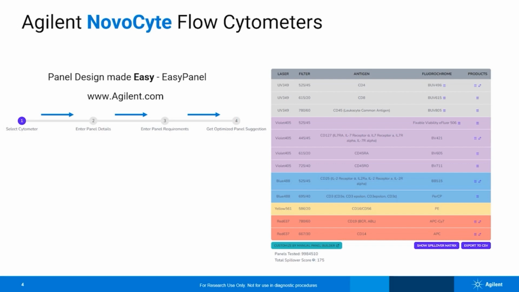We at Agilent have designed the NovoCyte flow cytometers around making flow cytometry easy without compromising on data quality. Now with that, I would like to hand it over to Bárbara so she can show you the power of double emulsion flow cytometry.